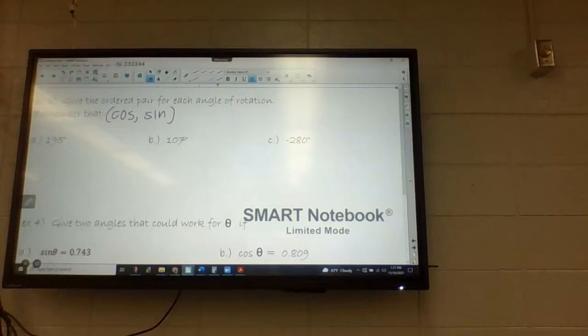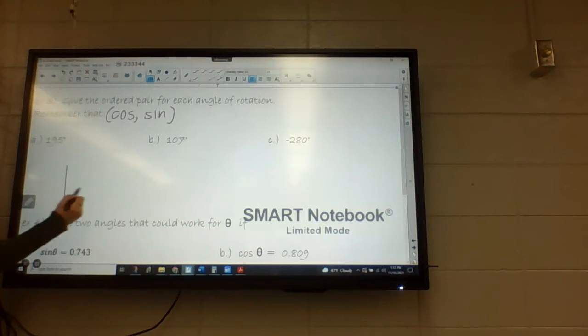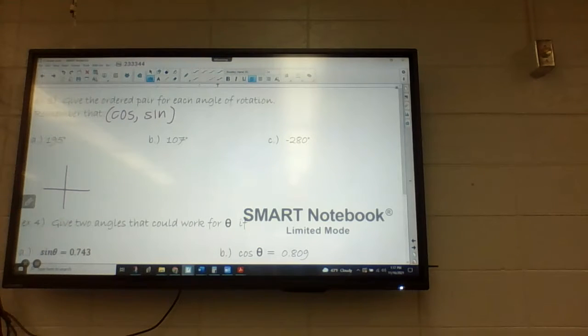Okay. So guys, remember that for our coordinate points, it's always listed as cosine and sine. So if this is our angle of 195 degrees, 195 degrees is not one of our special angles. 195 is like 15 past 180. We don't know a ratio for that. So what we get to do is use our calculator here.